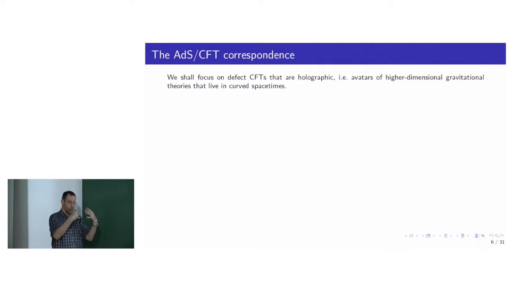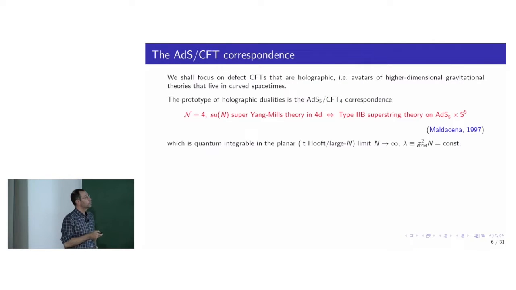That is, they have a dual, which is a gravitational dual, or a string theory dual. And the prime examples, of course, are the holographic dualities, which I'm going to be deforming by means of D-branes on the string theory side and codimension one walls on the dual theory side. First is the AdS/CFT correspondence, which is of course known to be quantum integrable in the planar limit.